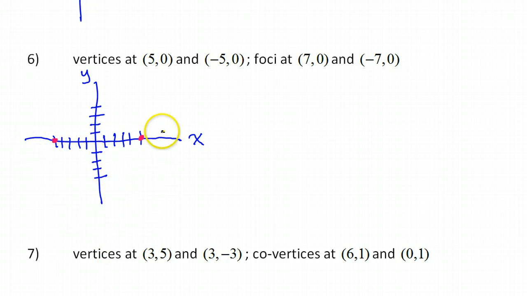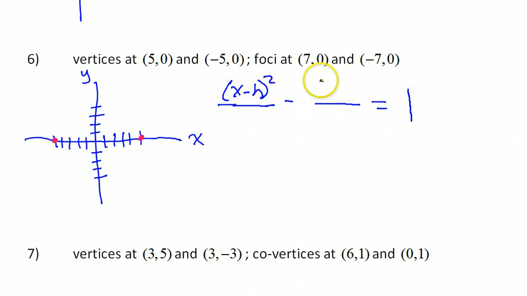So right away that tells you, is it going to be the x's that come first or the y's that come first? Do you know what I'm talking about, Kelsey? X. Yes, because it's horizontal, you know that means the x is going to come first. So that means I'm going to have my x minus h squared first, then my y minus k squared second, okay?